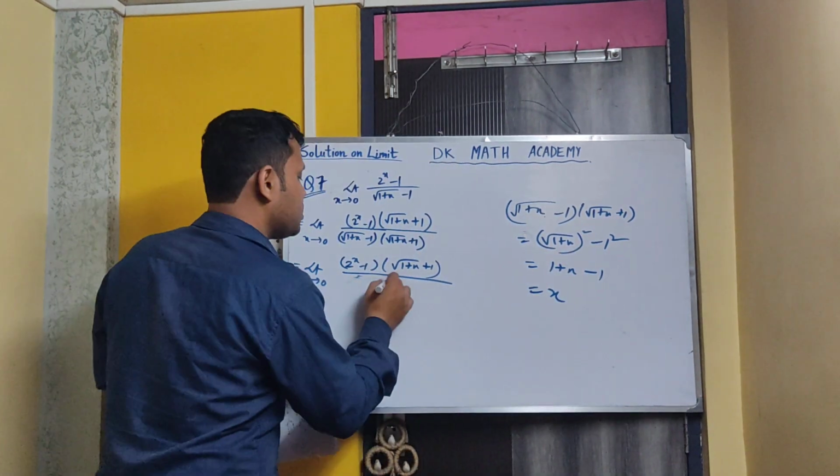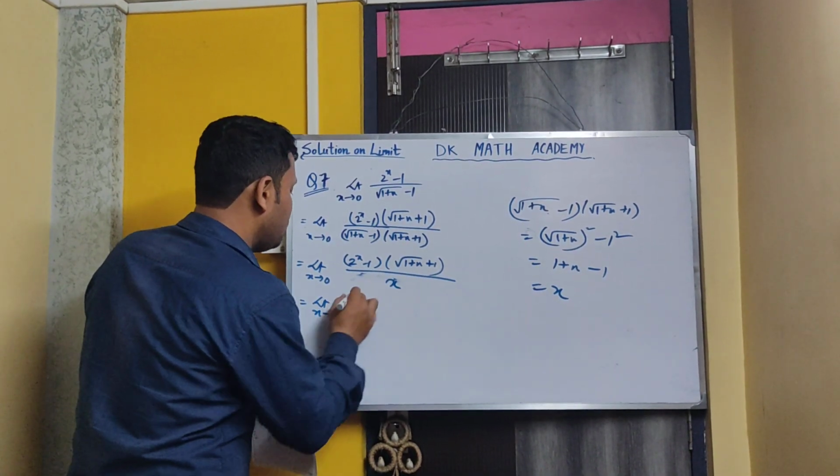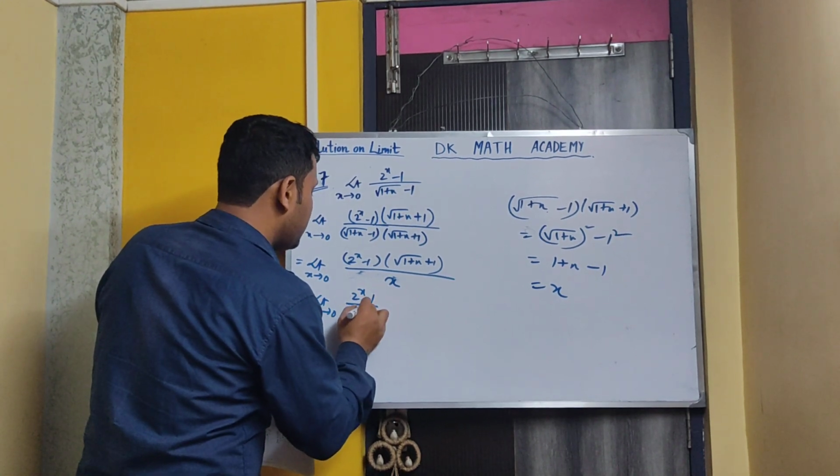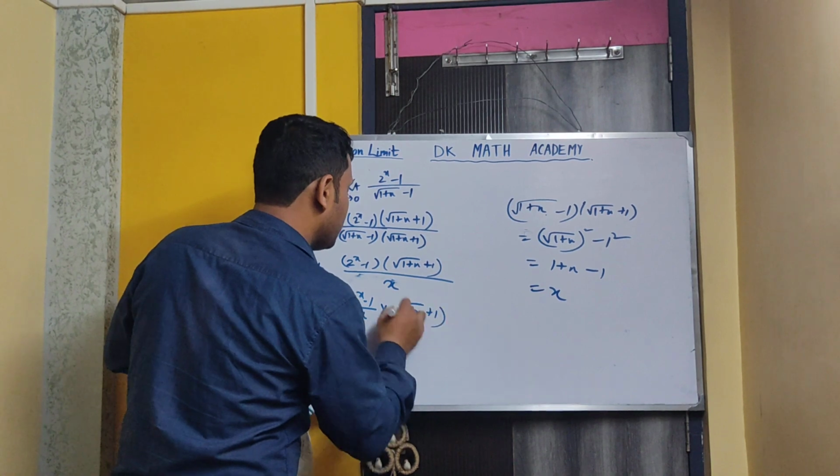So this is x. Now we see that limit x tends to 0, 2 to the power x minus 1 by x into root over 1 plus x plus 1.